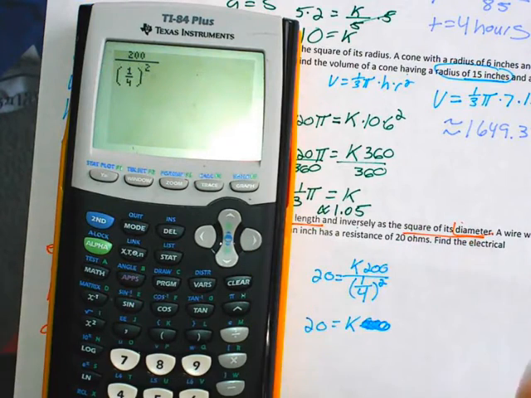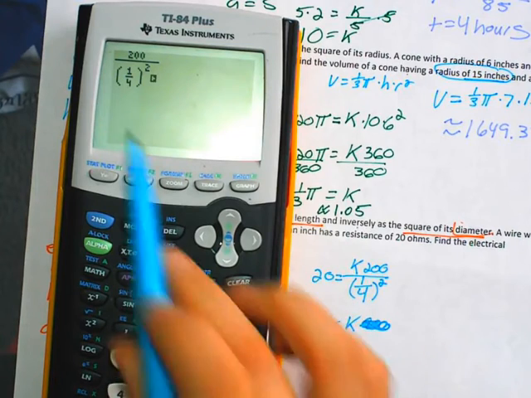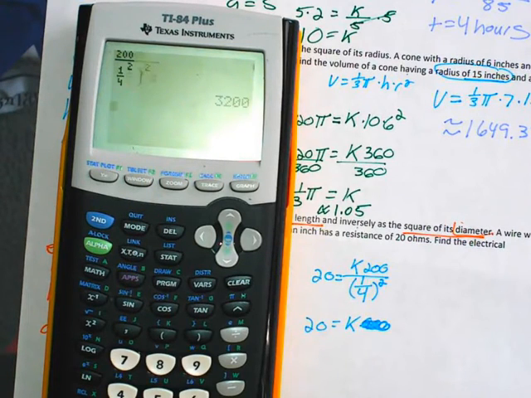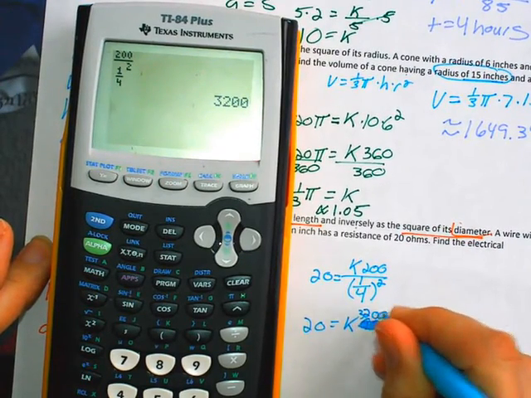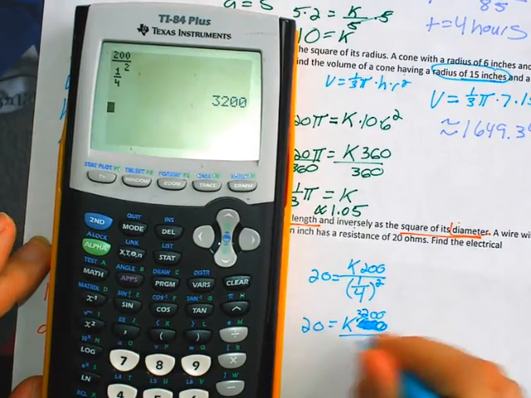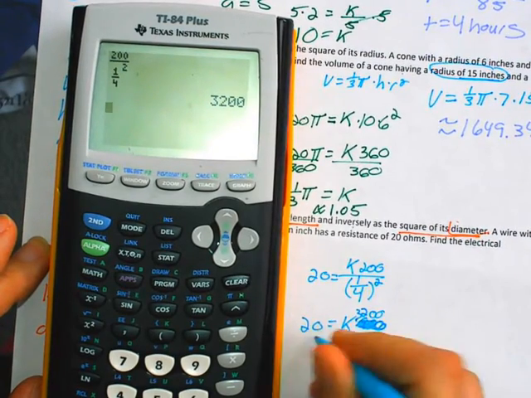But remember, the whole thing is squared, not just the top. The entire thing is squared. So I just took exactly what I wrote on my paper and put it in the calculator. I'm going to press enter. So that's going to give me 3,200 times K. So I'm going to divide both sides by 3,200.